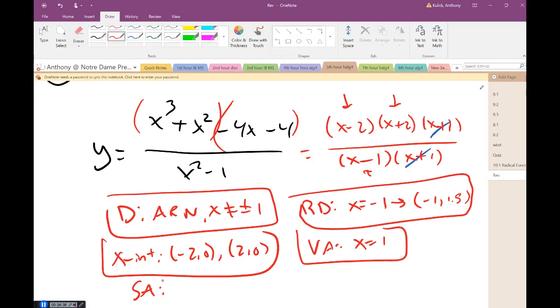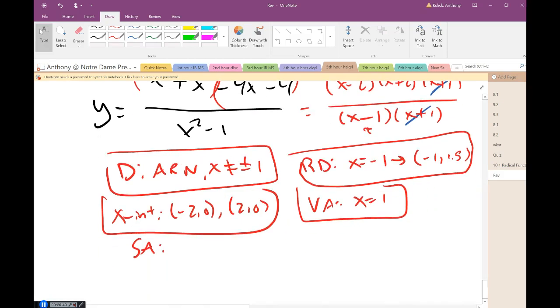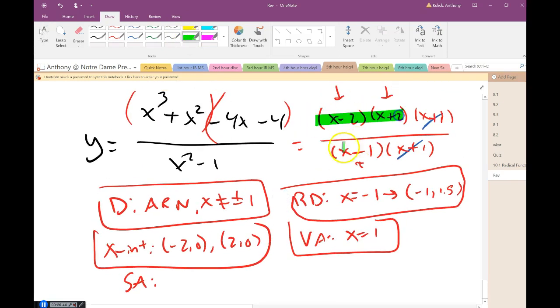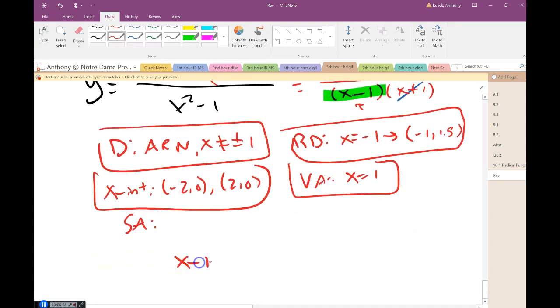Okay. So to find that slant asymptote, I have to do polynomial division. What I'm going to want to use is the reduced version to do that. But doing the reduced version of that, I'm going to have to FOIL that back out in order to do the polynomial division. So I have x minus 1 times x squared plus 0x minus 4. Notice I included the 0x just as a placeholder.